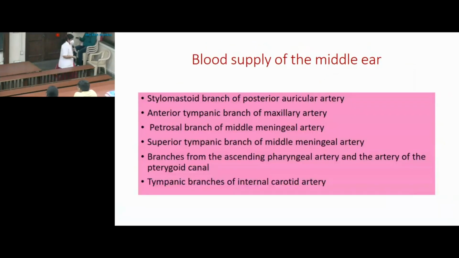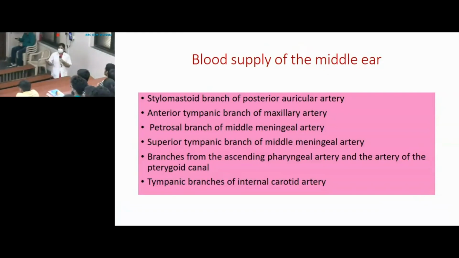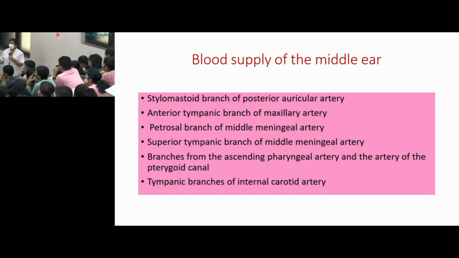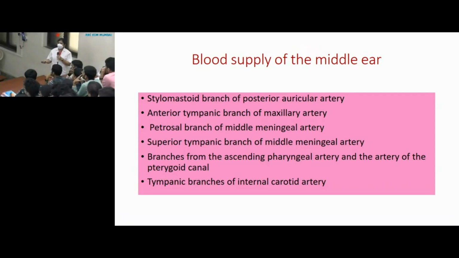Blood supply: different branches including the stylomastoid branch, anterior tympanic, the petrosal branches from the middle meningeal artery, and the ascending pharyngeal and artery of pterygoid canal. The artery of pterygoid canal is a branch of the third part of the maxillary artery. Yes, third part, correct. And there are also tympanic branches of the internal carotid artery, the caroticotympanic branches.